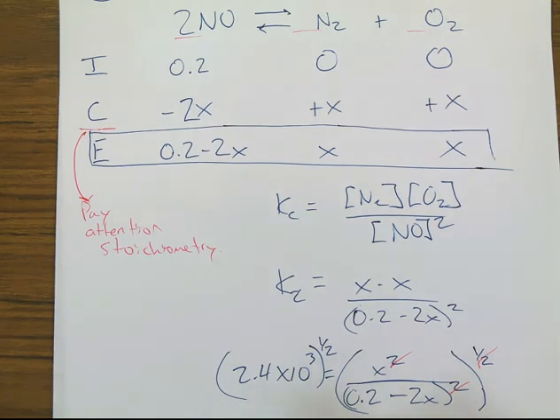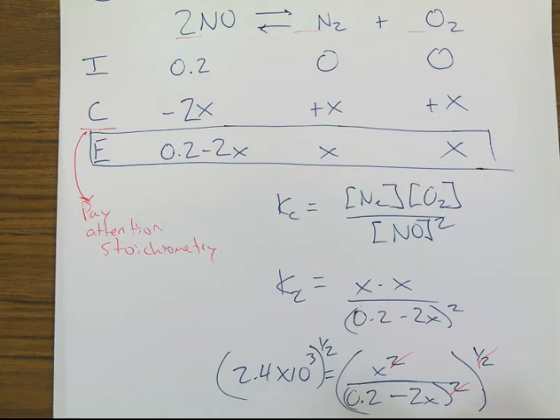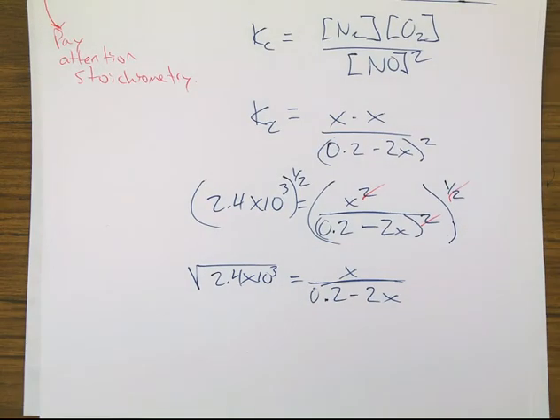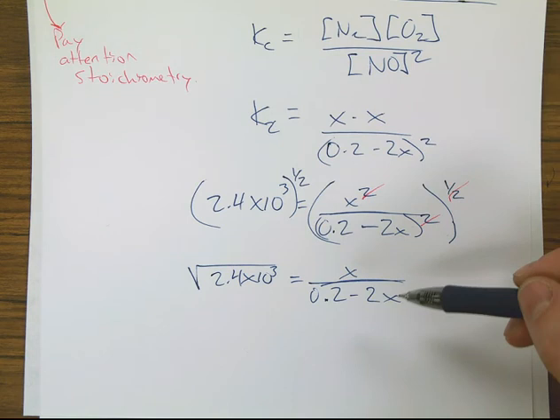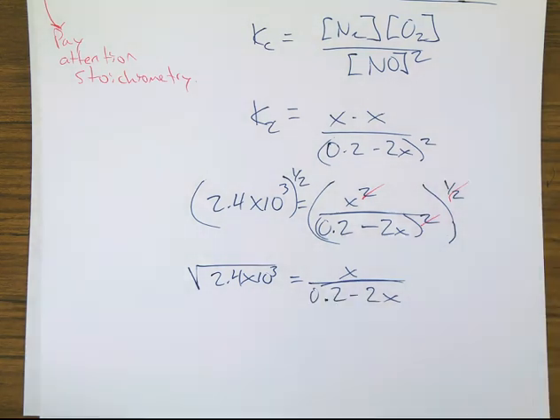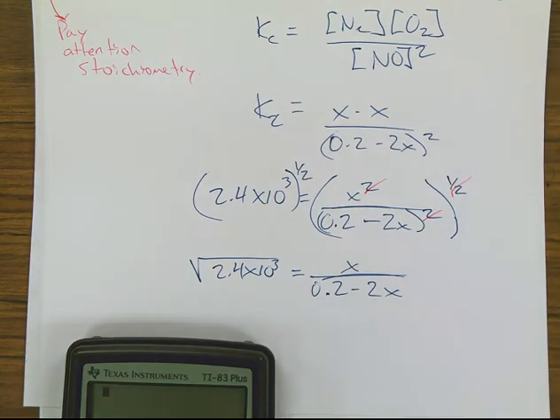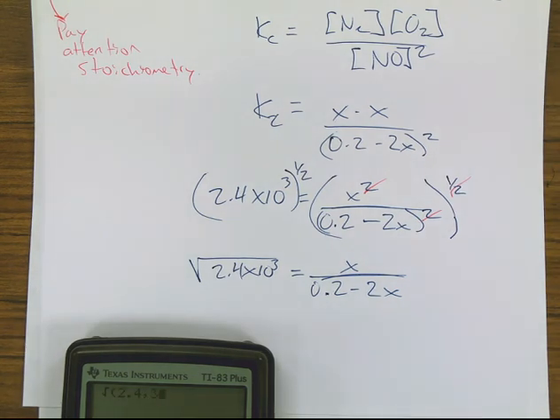equal to x over 0.2 minus 2x. Now this equation is a lot easier to manipulate than what I was dealing with before. It's a lot easier to work with. So now what I have to do is take the square root of 2.4 times 10 to the third. I'm doing that on my calculator right now. And I get an answer.